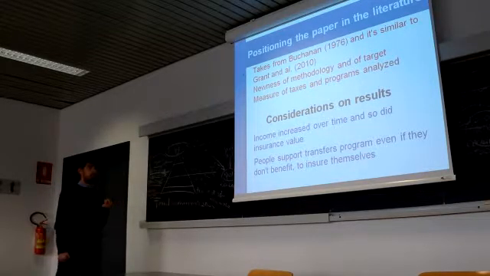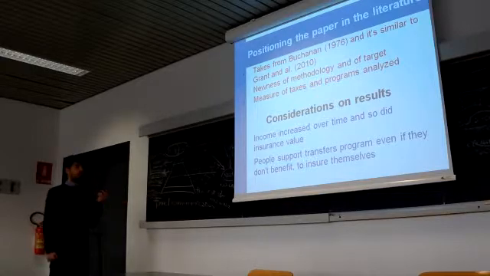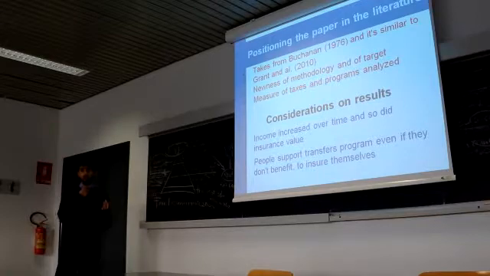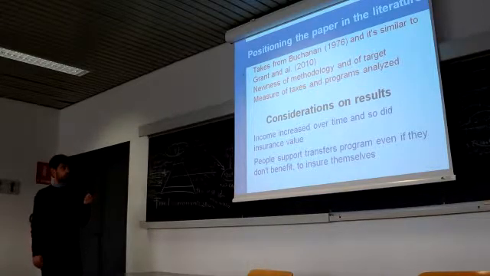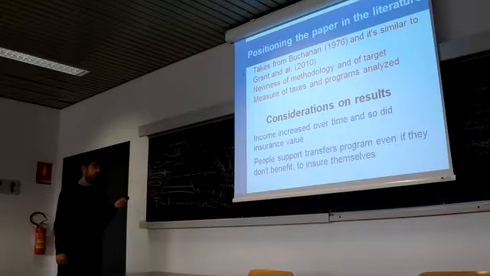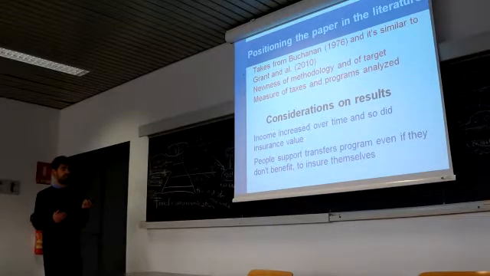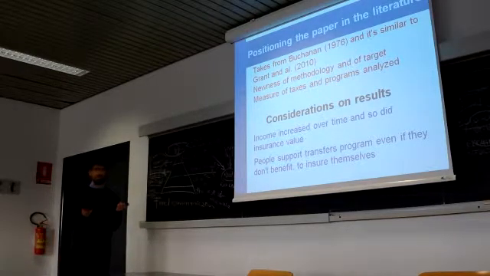The considerations the authors made instead are that even if income has increased over time, and the same happened to the insurance value, because of course over time there has been economic growth, the same didn't happen to the redistributive value, and finally, that people that support transfer programs, or at least it seems so, like the fact that they want to insure themselves, which is the same that happens with private insurance.